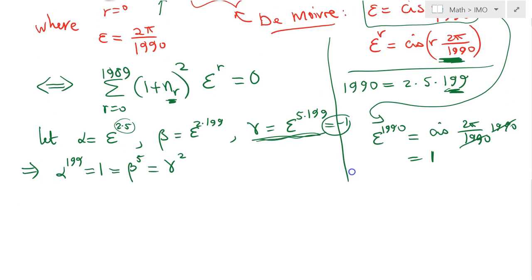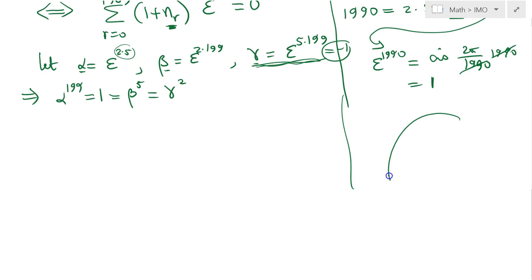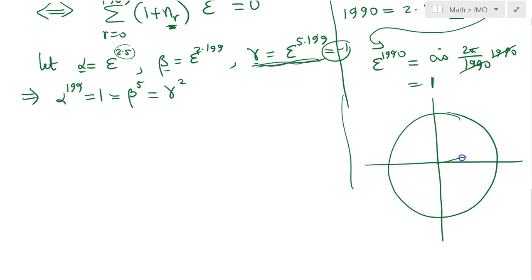And if you will, we can also put them onto the unit circle, all these alpha, beta, and gamma are located on the unit circle. Let me quickly show you where they are each located. If epsilon is somewhere here, where this angle is 2 pi over 1990, in reality it's a much smaller angle, but okay, that's epsilon.